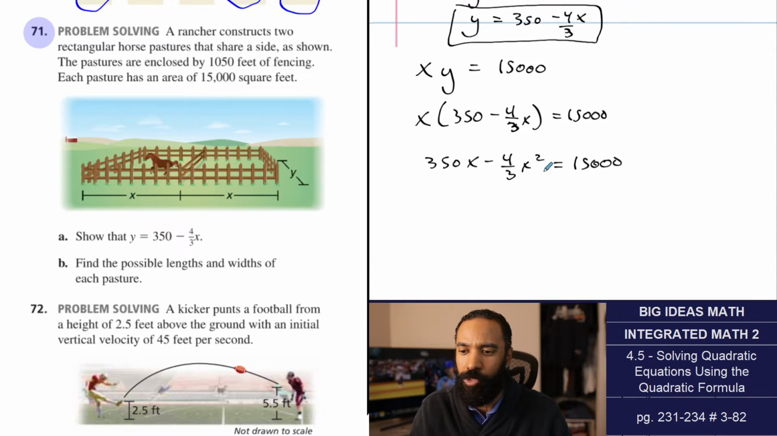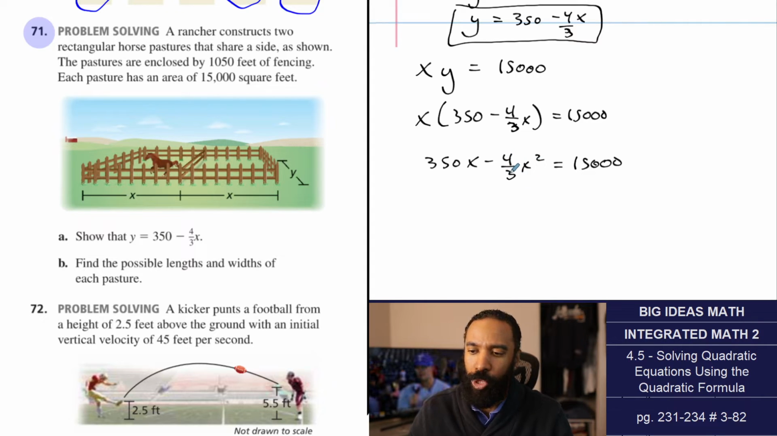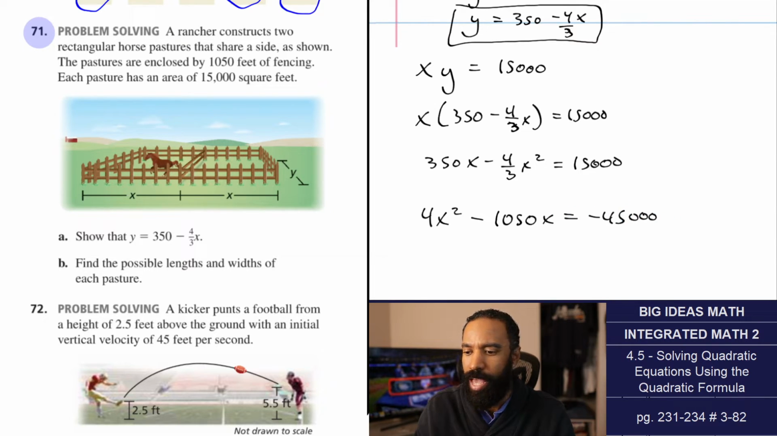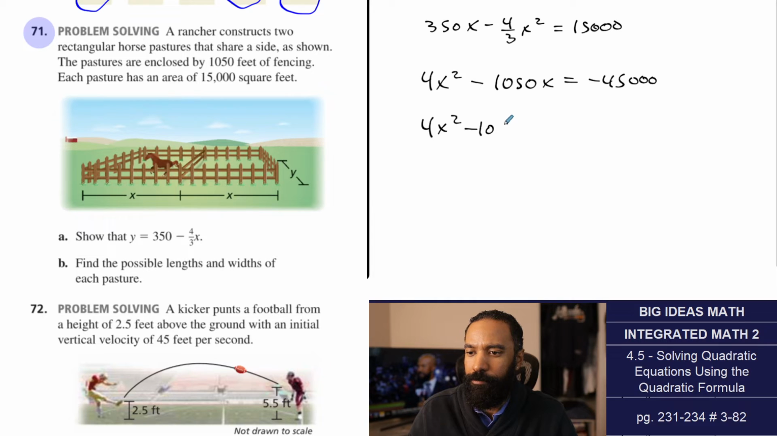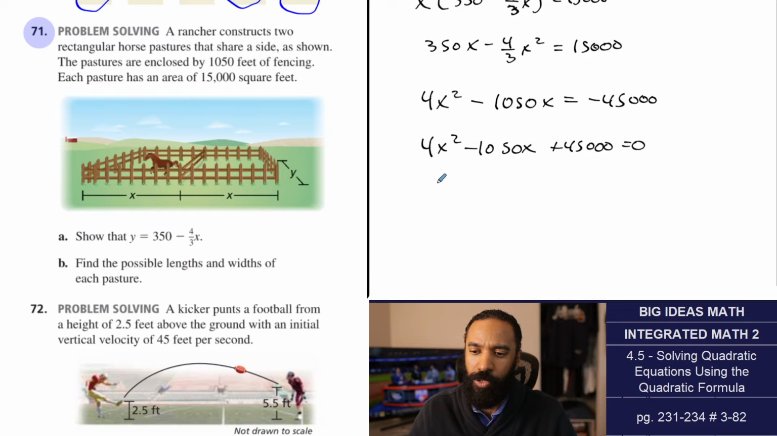And automatically I'm doing a couple things. I'm going to multiply everything by -3. If I multiply by 3, it gets rid of the fraction. If I multiply by negative, it makes this positive. So I'll get positive 4x squared minus, here's my 1,050 again, minus 1,050x equals negative 45,000. Let's add the 45,000 over. 4x squared minus 1,050x plus 45,000 equals 0. And I can divide everything by 2.